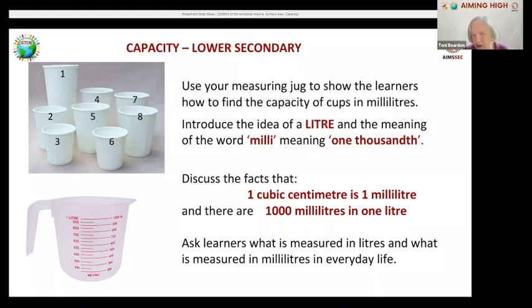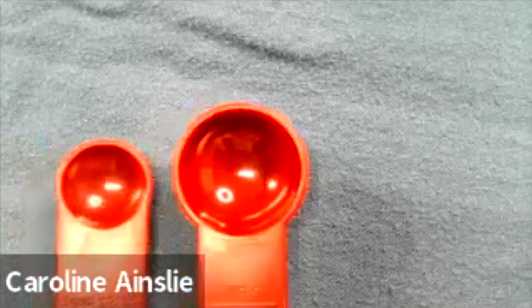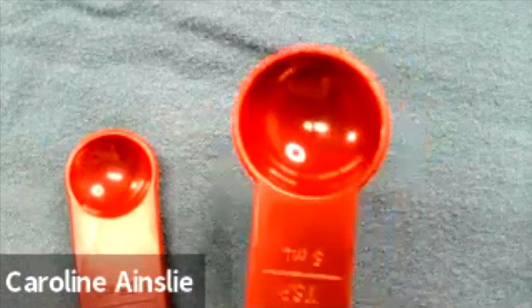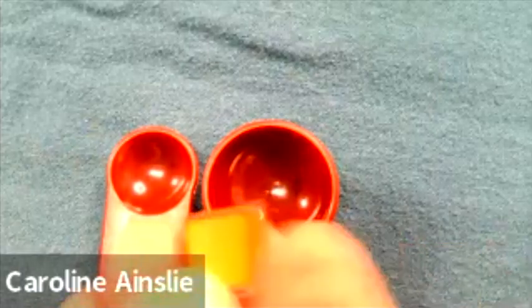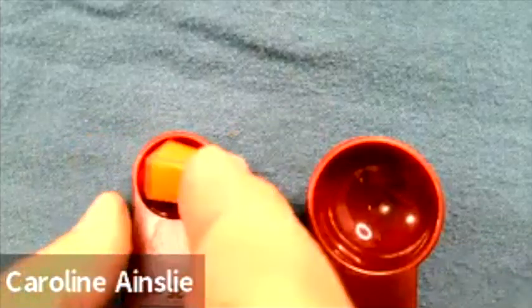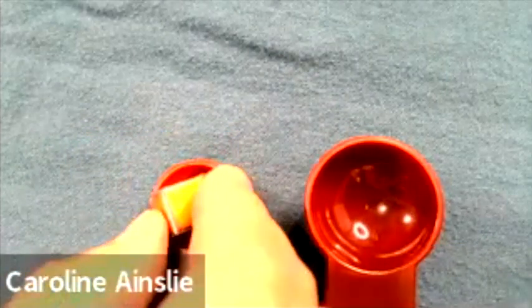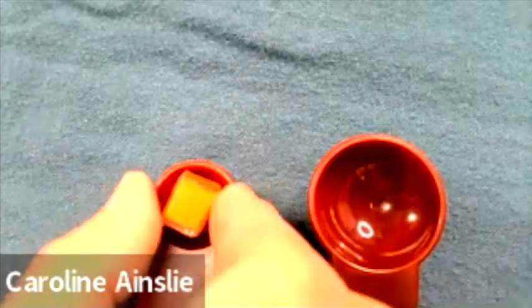And Caroline's got a nice demonstration to show us the idea of 1 milliliter and 1 liter, which is 1,000 cubic centimeters. I'm going to show you first, because we did the 5 milliliters at first, which is a teaspoon. This one is 1.25 milliliters, which is just a little bit bigger, well, 1.25 of the cubic centimeter. So that's just to follow up on what was said.